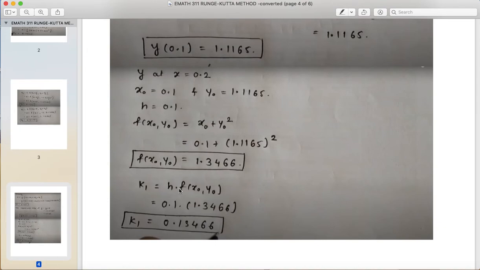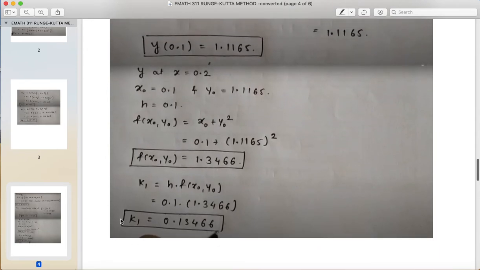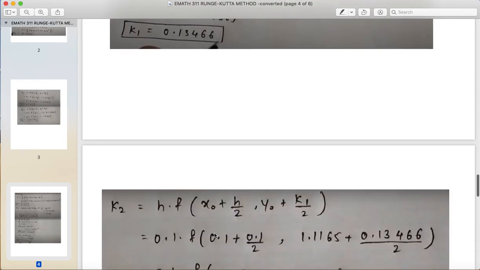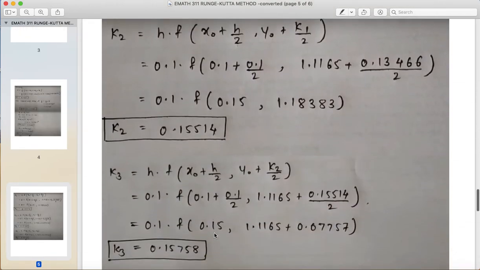So we input the details here. Our k1 is h into f of x naught, y naught. So we have 0.1 again times 1.3466, which is our value here of x naught and y naught. So we come up with the answer of 0.13466. This is our k1 here.